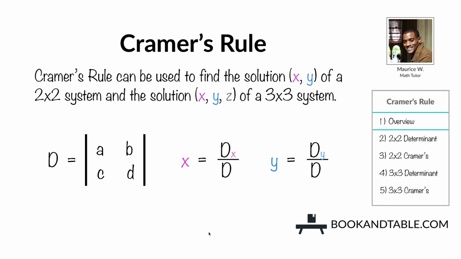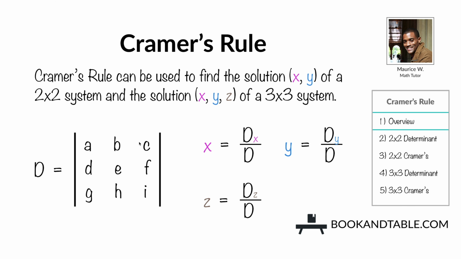Now, Cramer's rule can be used to find the solution, or the xy coordinate, of a 2x2 system and the solution, xyz coordinate, of a 3x3 system. So we'll be using determinants for a 2x2 system, and then from those determinants, we'll calculate the x coordinate and the y coordinate for the solution in a 2x2 system. And then Cramer's rule can also be applied to 3x3 systems as well. And we'll use a set of determinants to calculate the x coordinate, the y coordinate, and the z coordinate of that solution.